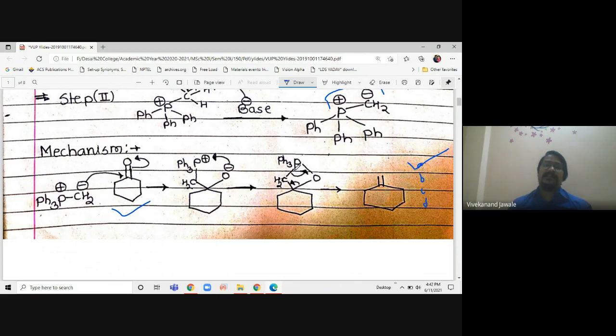And here a cyclic four-member ring system with the phosphorus and oxygen is formed. So it is a cyclic four-member ring system, with oxygen and phosphorus in it. This is known as a betaine, B-E-T-A-I-N. Cyclic betaine intermediate. This type of question is there in the multiple choice questions. So, cyclic betaine intermediate for the Wittig reaction.